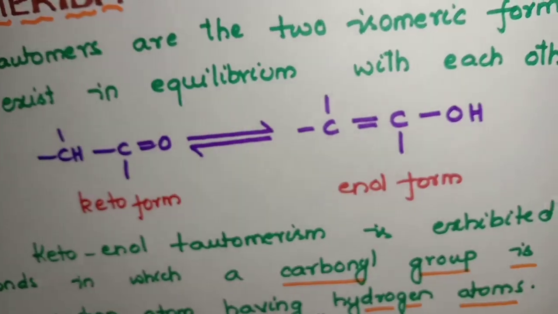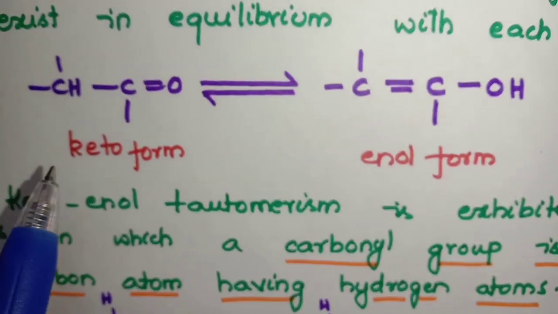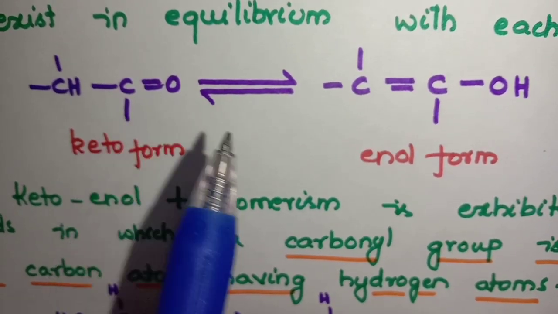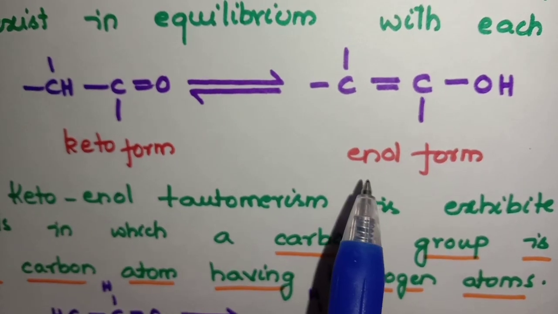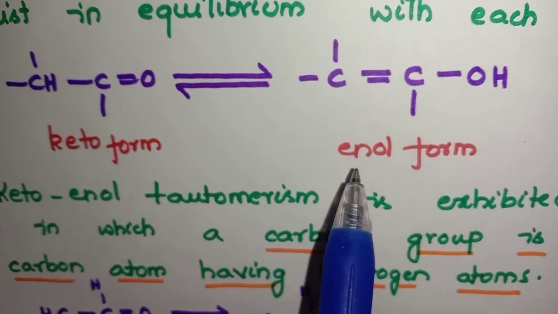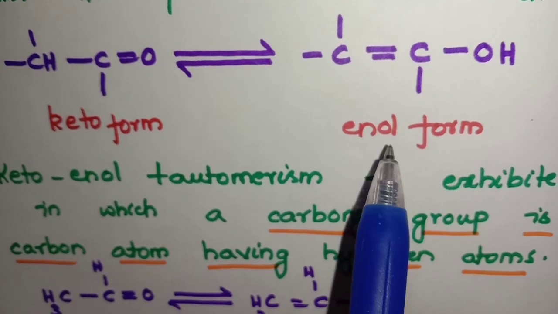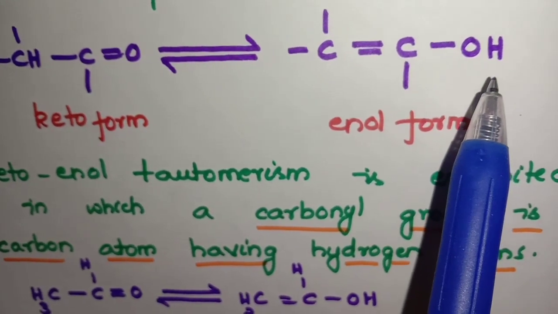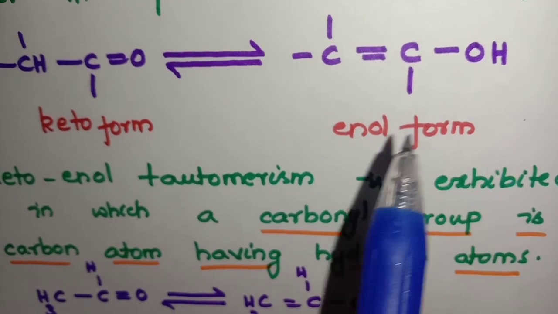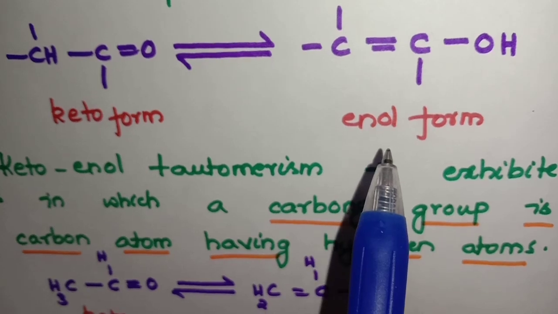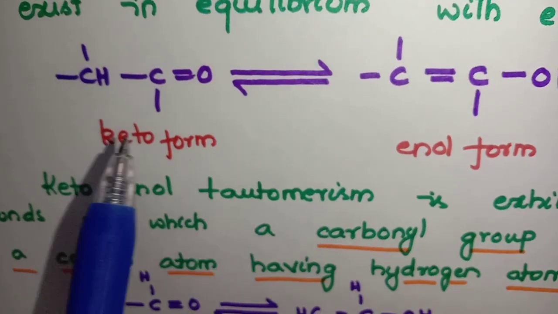Look here, below I have written keto form. It has a C double bond O group and it converts into enol form. What is meant by enol form? En means double bond, OL means OH group, that is alcoholic group. So keto form can be converted into enol form, a simple rearrangement.